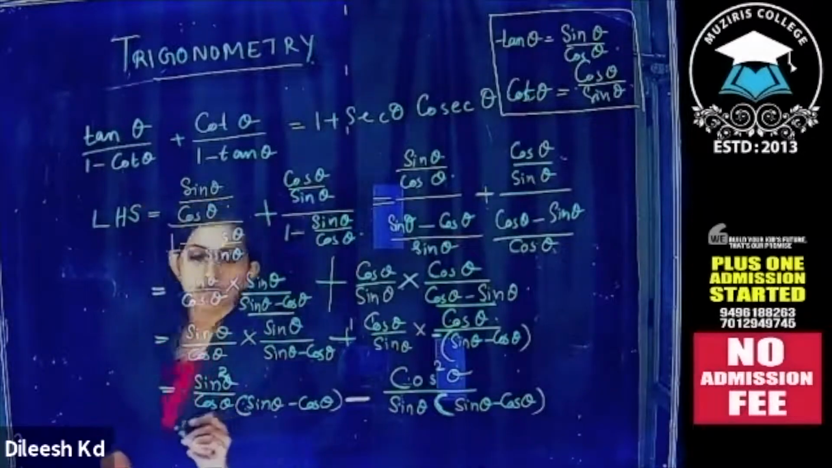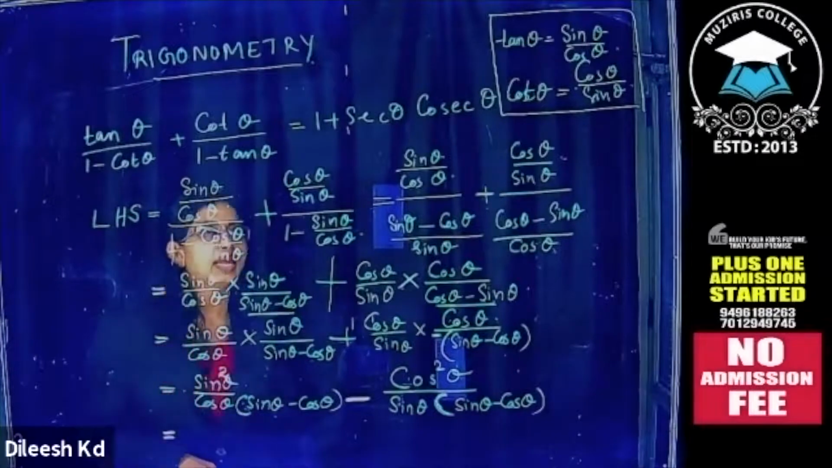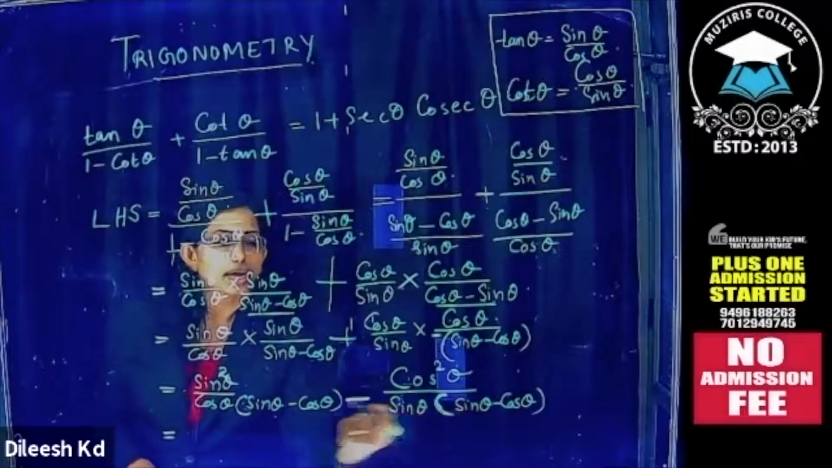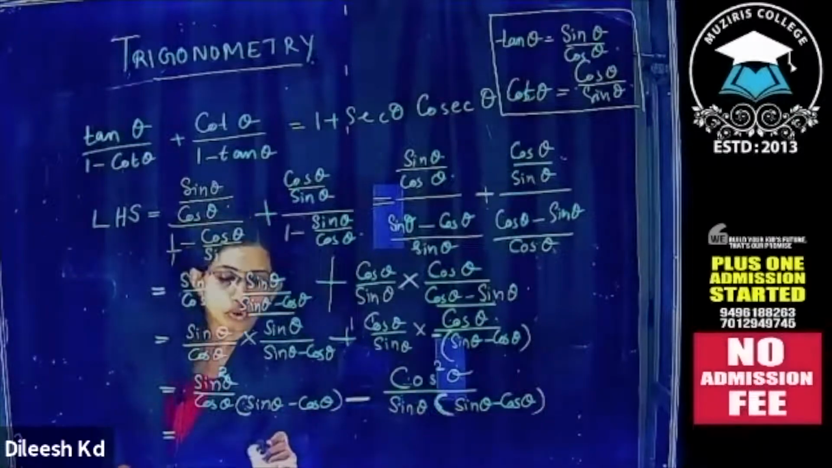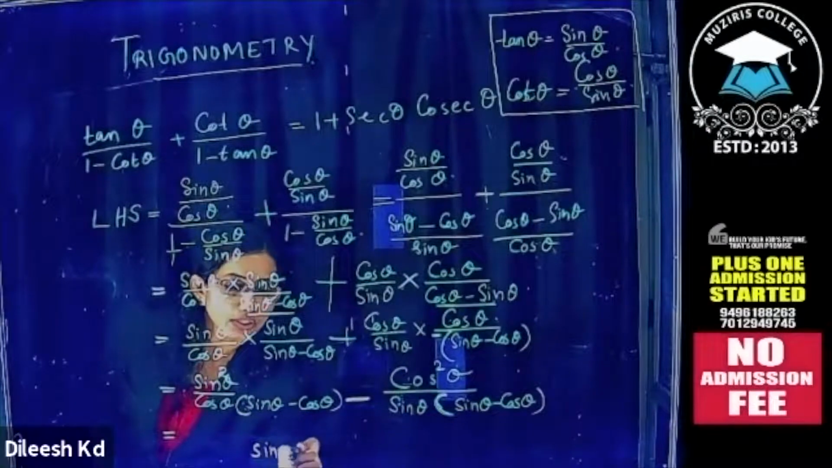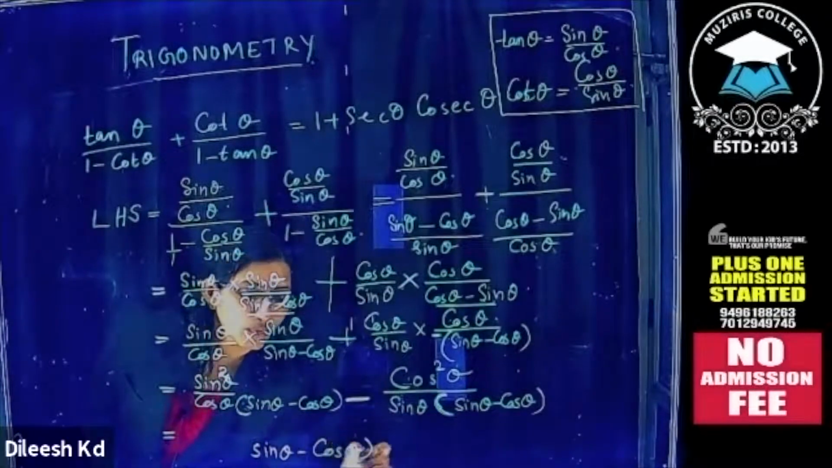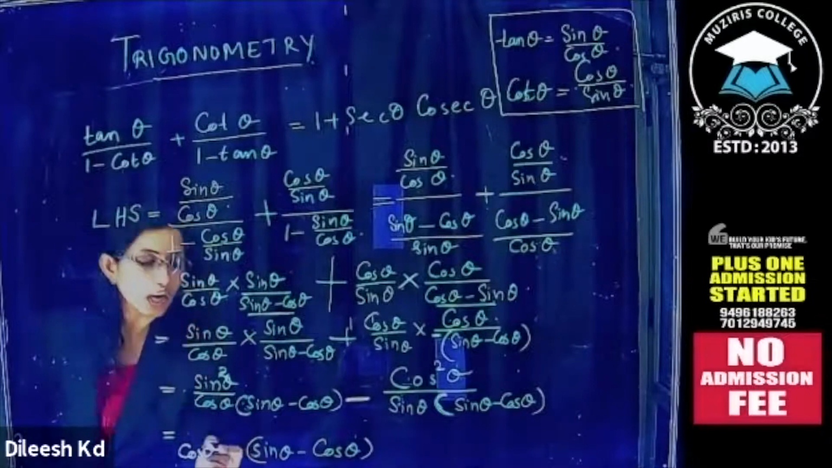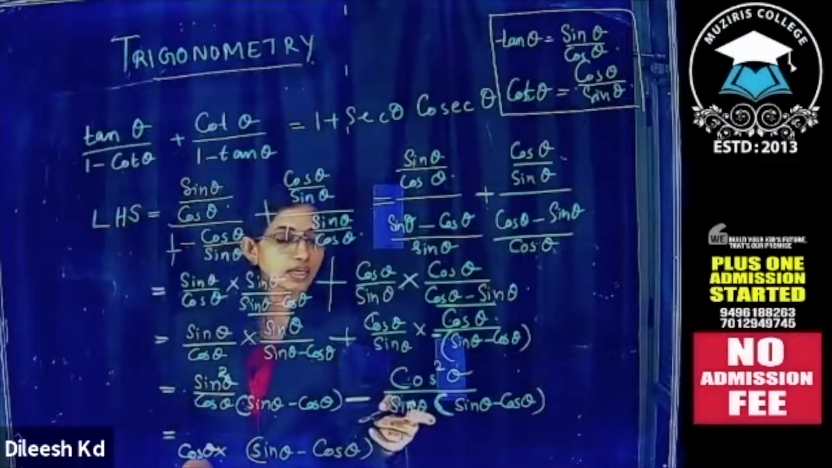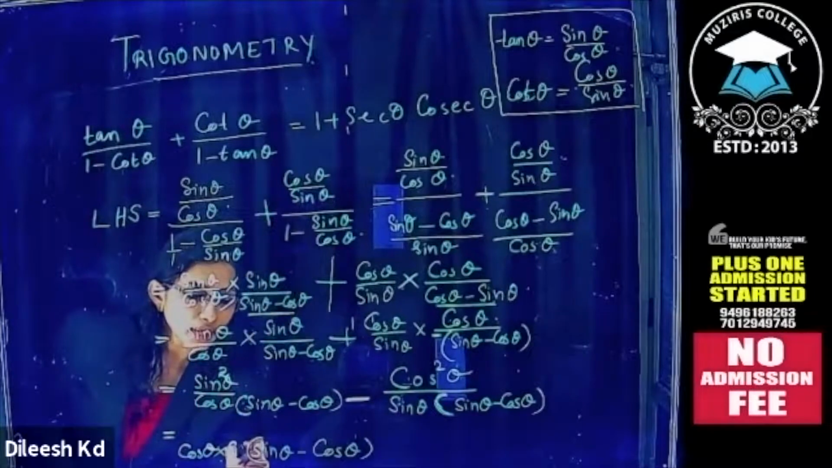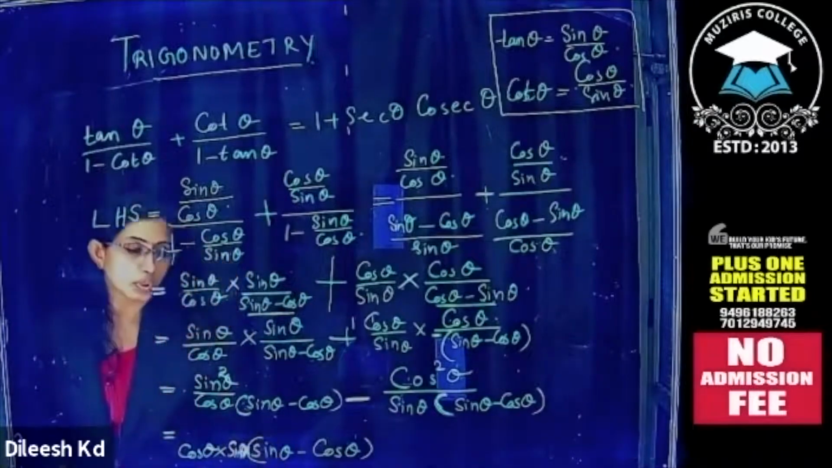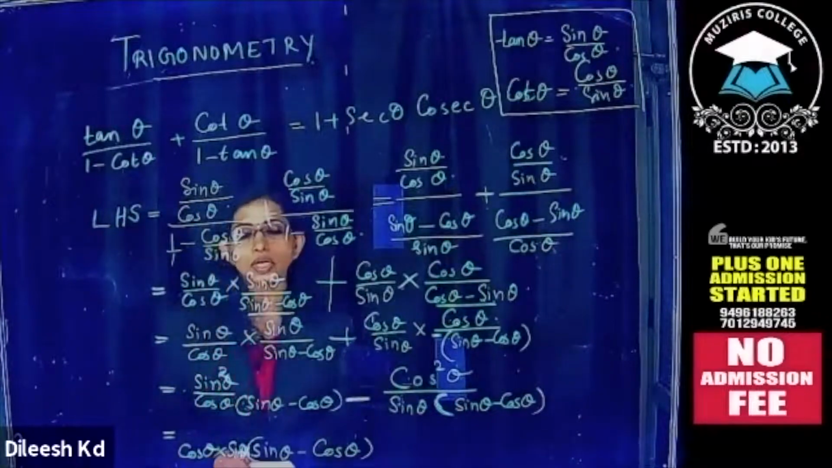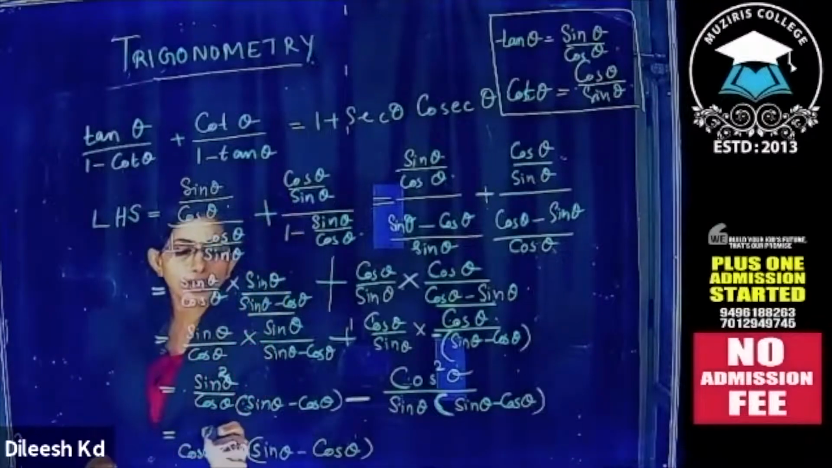Yes, sir. Then let us take again the LCM. What is the LCM? Here we have sin theta and cos theta. So we can take sin theta and cos theta minus cos theta as terms of the LCM. Here we have a cos theta, and also sin theta with the other two terms. So it is cos theta into sin theta minus cos theta. That is our LCM.